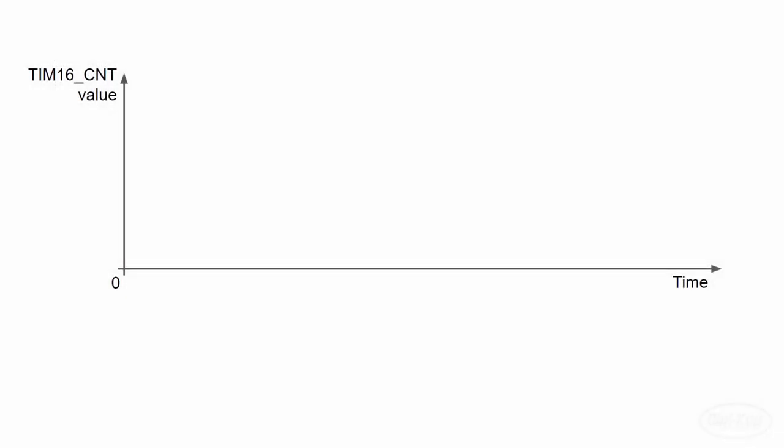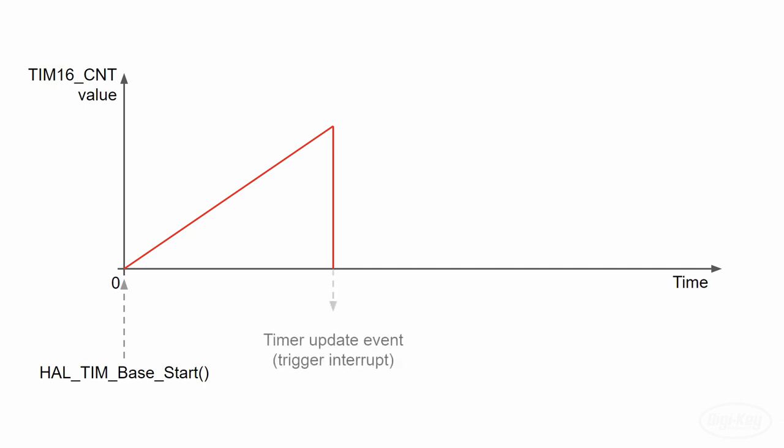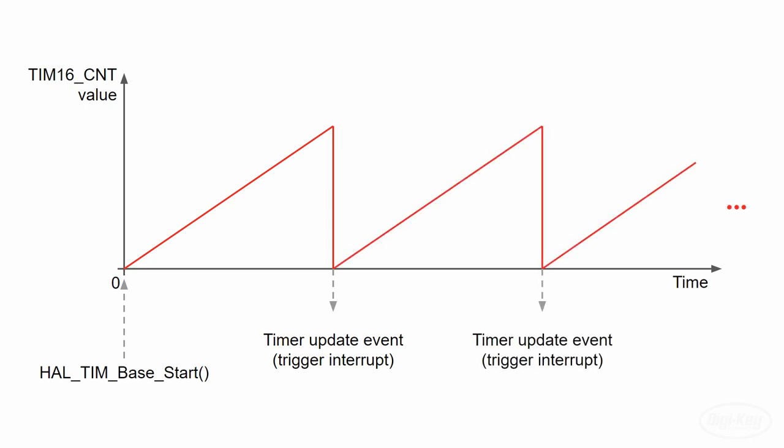Let's start by looking at a plot of our timer value over time. When we call the timer base start function, the timer value will begin to increment at the rate specified by our CPU clock and prescalers. At some point, we want it to reach a maximum value and start over. However, at the moment it returns back to zero, we want the timer to trigger an interrupt, which we can write some code to handle. In this interrupt service routine, we'll toggle the LED. This will continue forever so long as our timer is running.